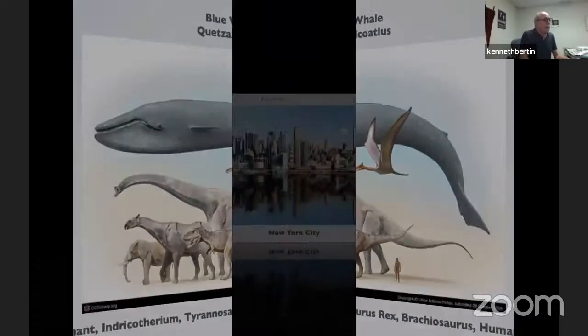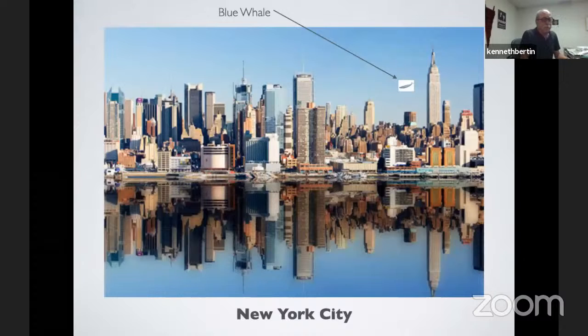But if we take that big blue whale, the sulfur bottom whale, and we put him in front of the city of New York, well, not so big anymore, is it? When you take a look at all those buildings.